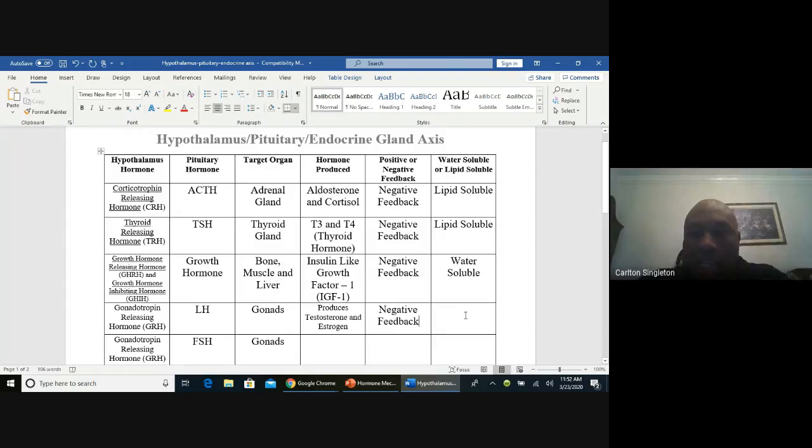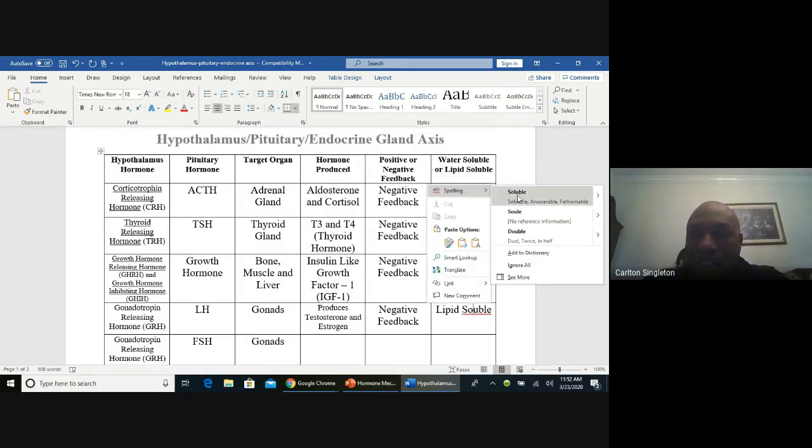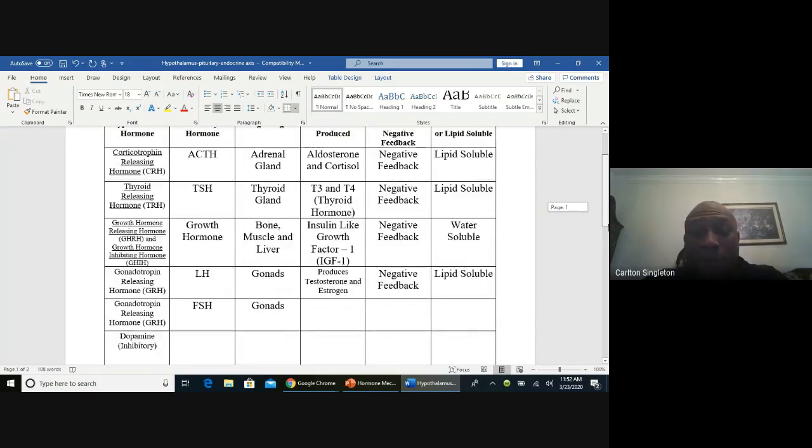And these are also lipid soluble too. So testosterone and estrogen are going to be lipid soluble as well. And I'm going to go over that lecture later today. I'll have it posted tonight, hopefully, so you guys can see the difference and why that's so important.